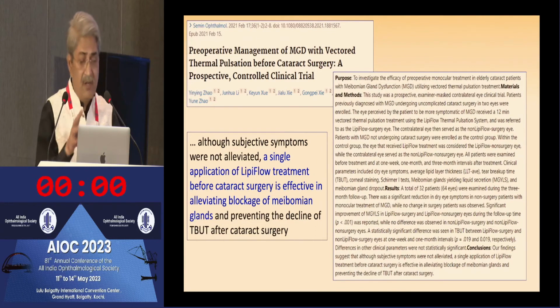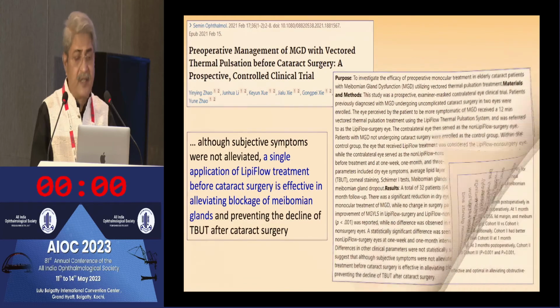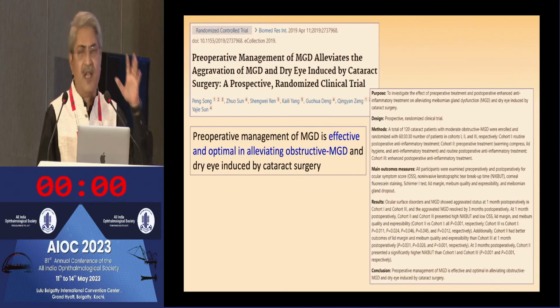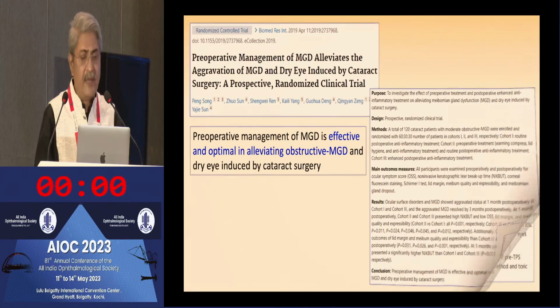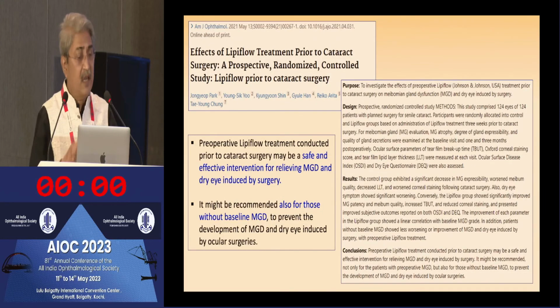And there are numerous studies going on, IPL versus LipiFlow or LipiFlow alone, then single treatment, multiple treatment, etc., going on across the world. And from the treatment point of view there are several articles, and I am telling you the next decade will be the decade of MGD. Cataract business has gone, and a lot of things will be coming for this. Patients were treated, and they saw that the astigmatism pattern had changed, so they changed their toric lens power values. There are prospective randomized studies before and after surgeries.